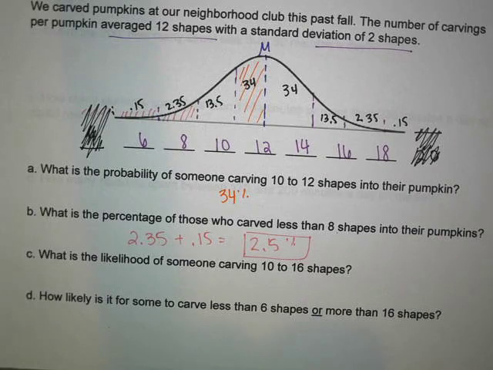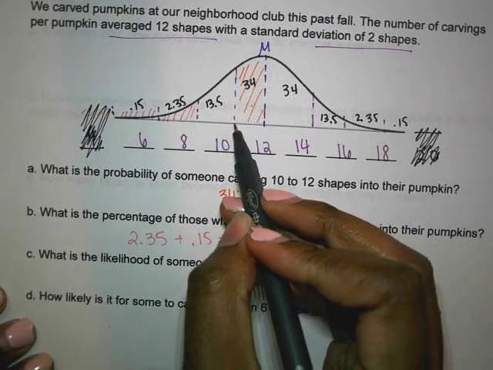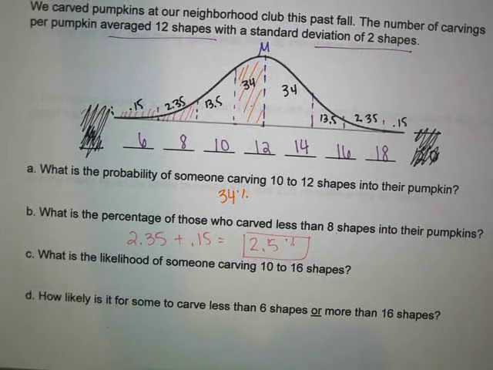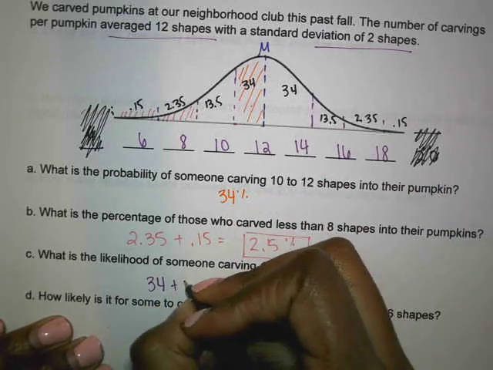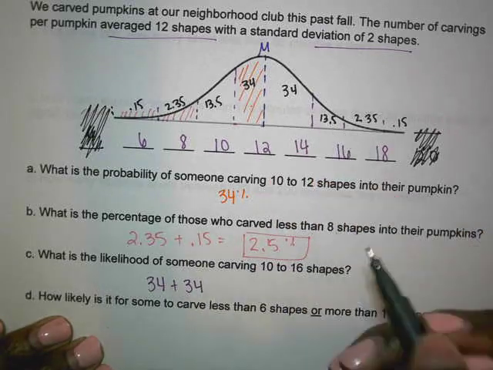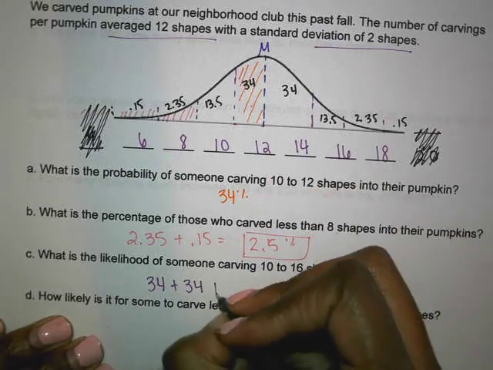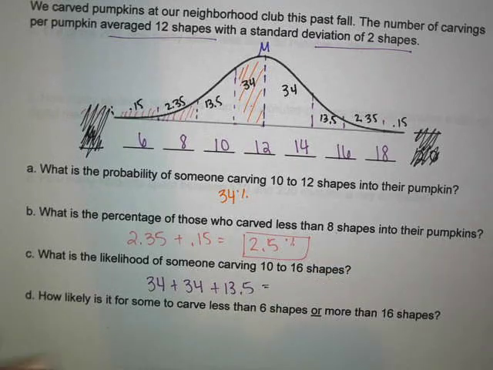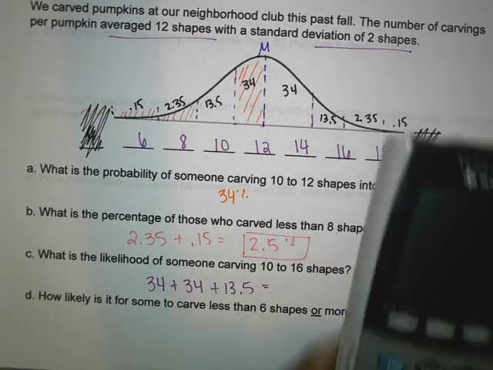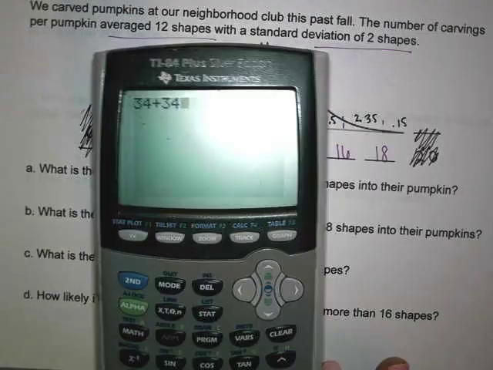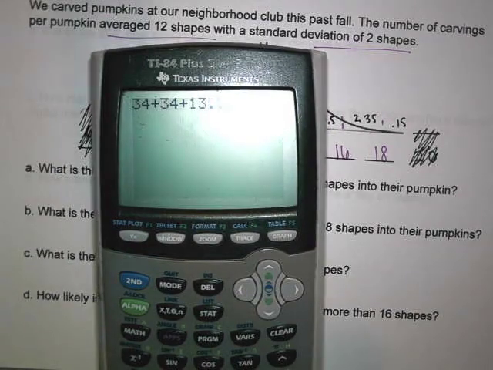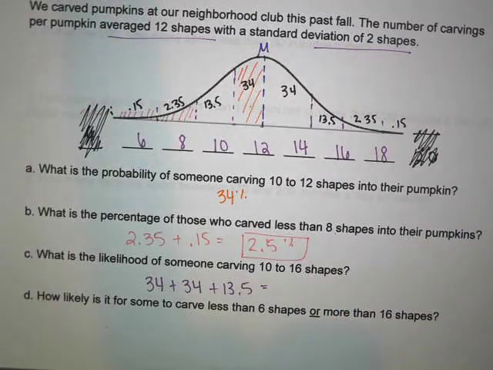All right, part C, what is the likelihood of someone carving 10 to 16 shapes? So 10 to 16, I'm going to start at 10, so I'm going to add 34. Plus 34. Let's see, 10 to 16, so I stop at 16. Plus 13.5. Alright, we're going to type that into our calculator to make sure we get the right answer. 34 plus 34 plus 13.5 gives me 81.5%.